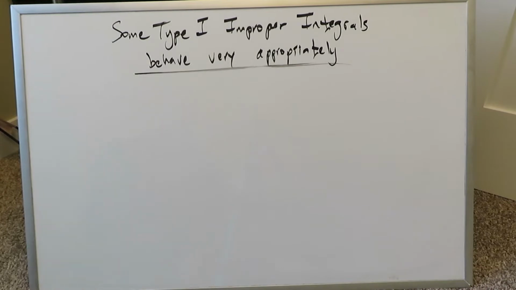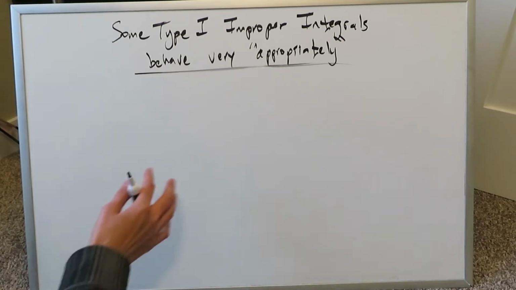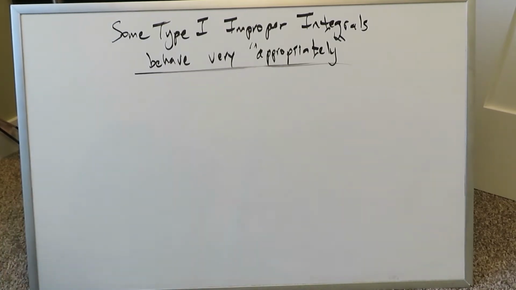The title over here is very well written out, in the sense that the title is: some type 1 improper integrals behave very appropriately. What are we looking at here in terms of improper integrals of type 1? Well, we've done a few videos and we know now what type 1 integrals are. They're the ones with the infinite limits.